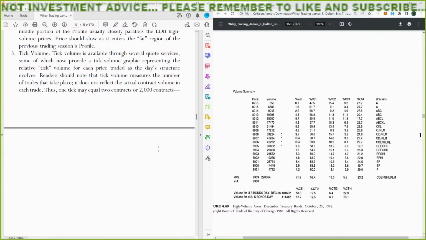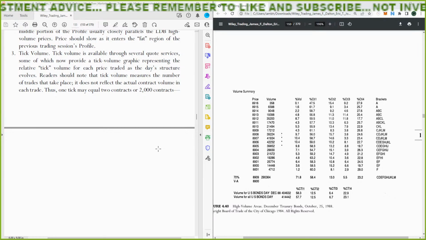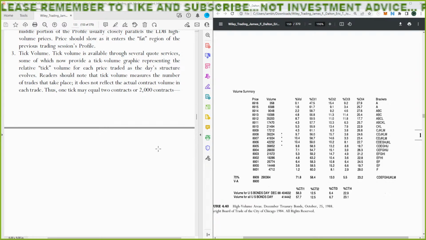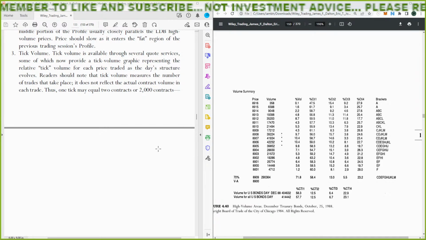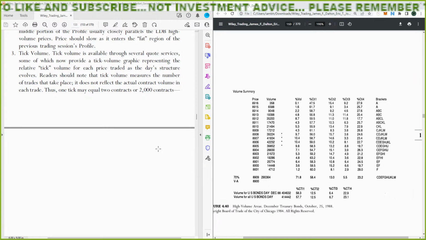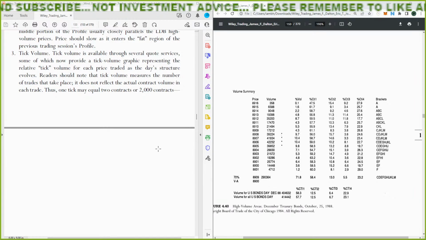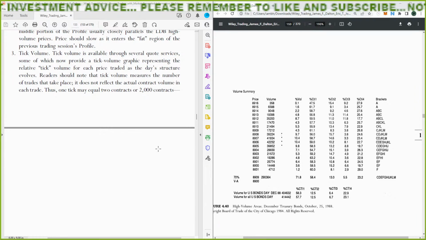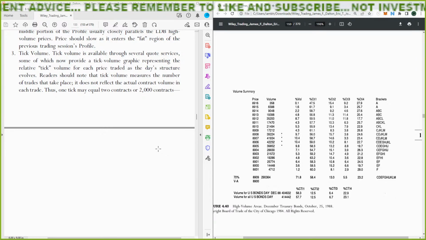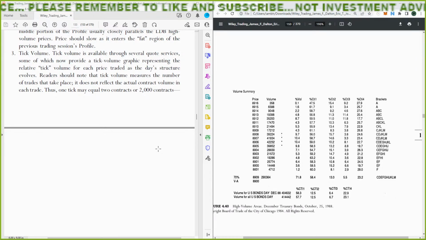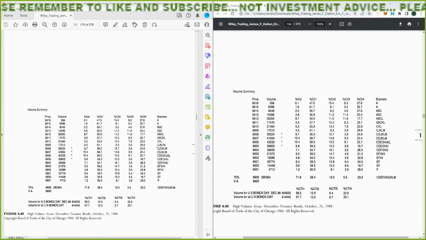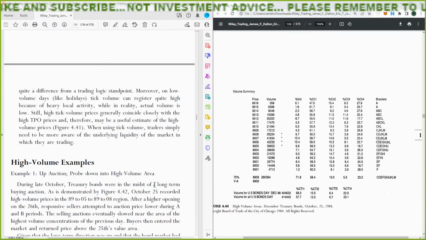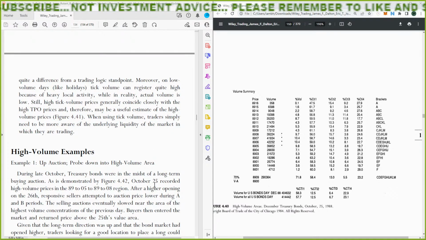Tick volume. Tick volume is available through several quote services, some of which now provide a tick volume graphic representing the relative tick volume for each price traded as the day's structure evolves. Readers should take note that tick volume measures the number of trades that take place. It does not reflect the actual contract volume in each trade. Thus, one tick may equal 2 contracts or 2,000 contracts, quite a difference from a trading logic standpoint.